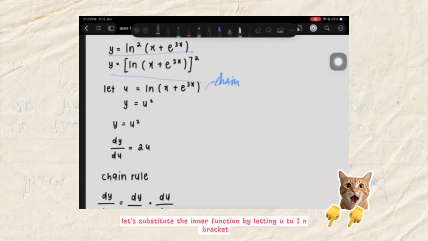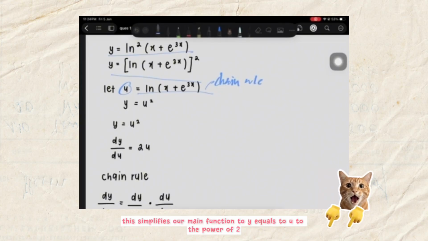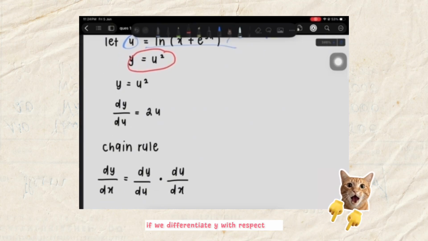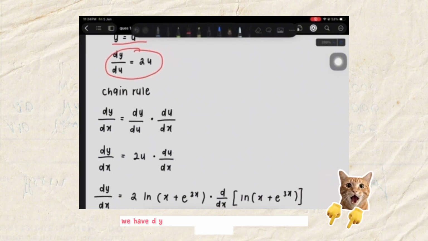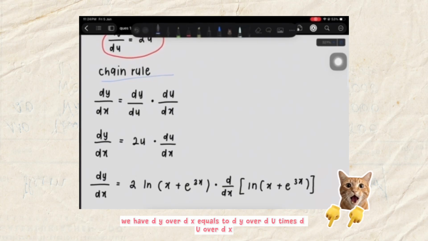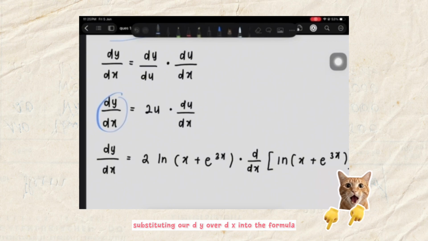Let's substitute the inner function by letting u equal ln, open bracket, x plus e to the power of 3x, close bracket. This simplifies our main function to y equals u to the power of 2. If we differentiate y with respect to u, we get dy over du equals 2u. Applying the chain rule, we have dy over dx equals dy over du times du over dx. Substituting our dy over du into the formula gives us 2u times du over dx.